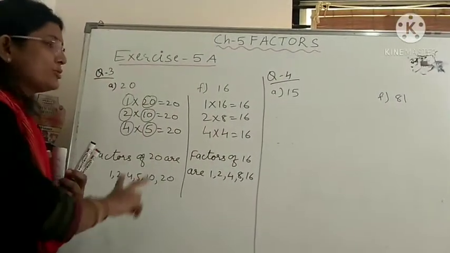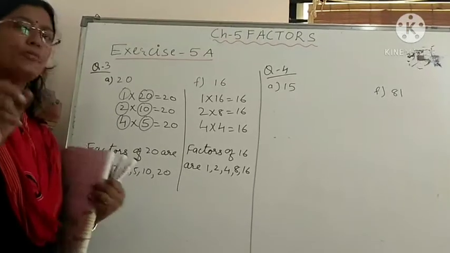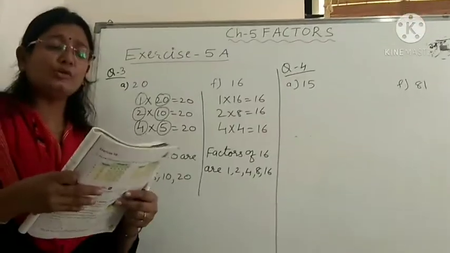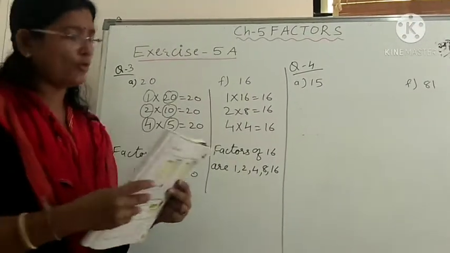Okay. Understood this method? The other sums you have to do from the written part. Okay. Now we will continue with question number 4. Use division to find the factors of. Okay. In that number A.